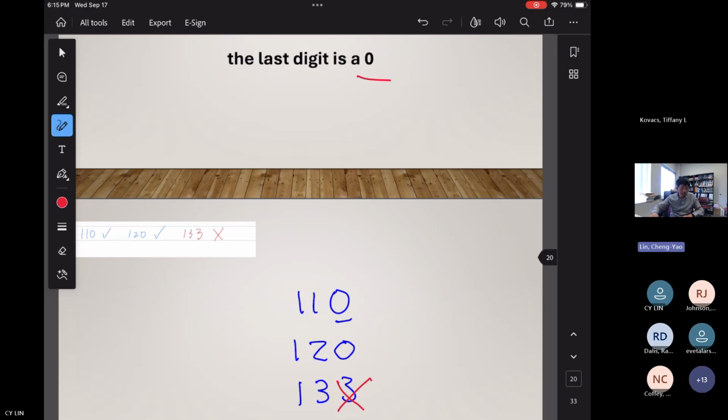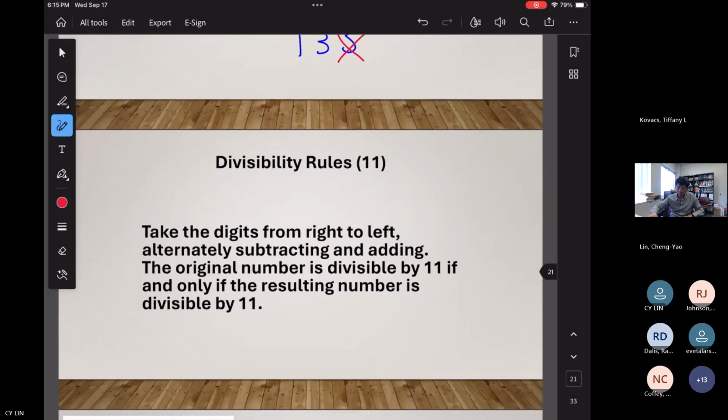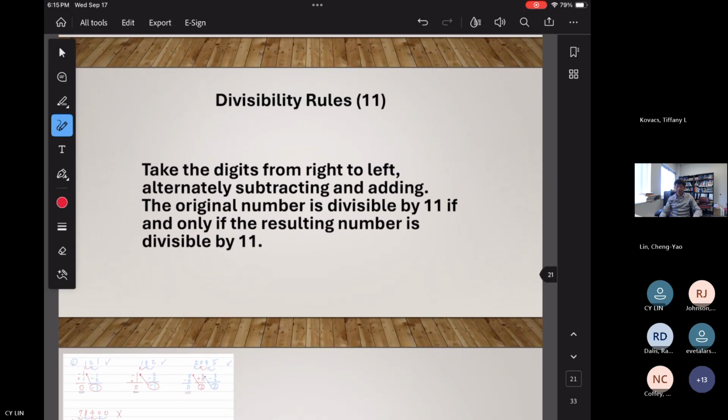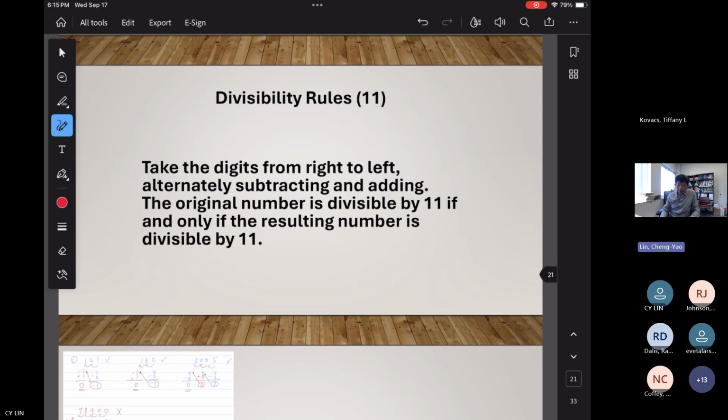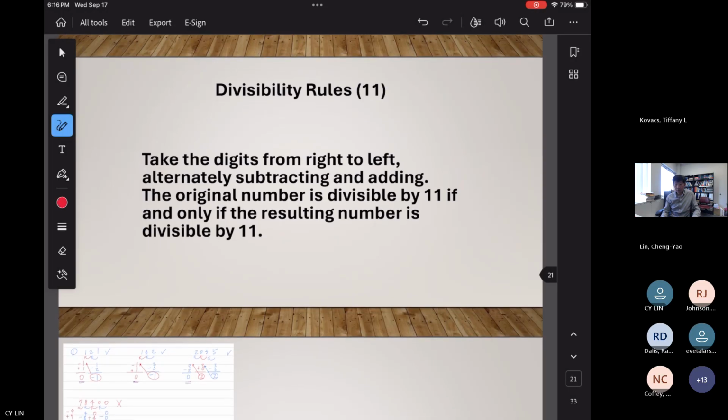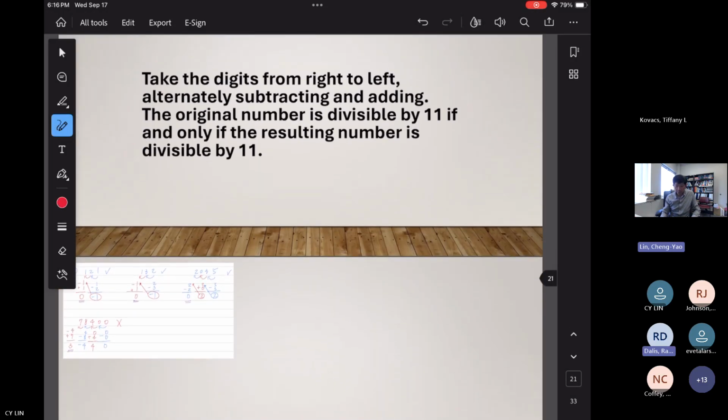Now, the last one is the divisibility rule for 11. So this is the divisibility rule for 11. Take the digits from the right to left, alternately subtracting and adding. The original number is divisible by 11 if and only if the resulting number is divisible by 11. What does this mean? Let me give you an example, okay?